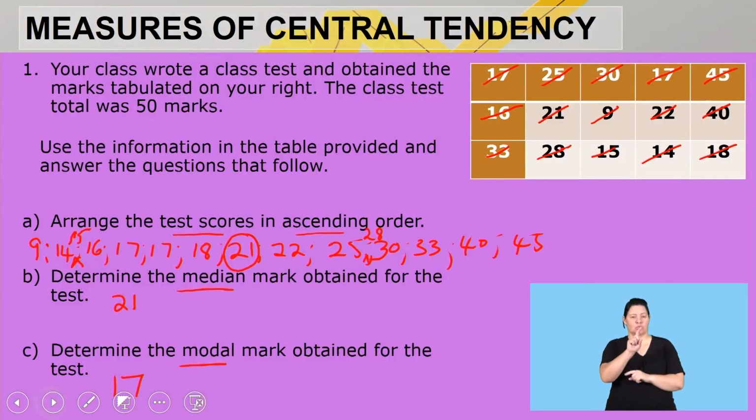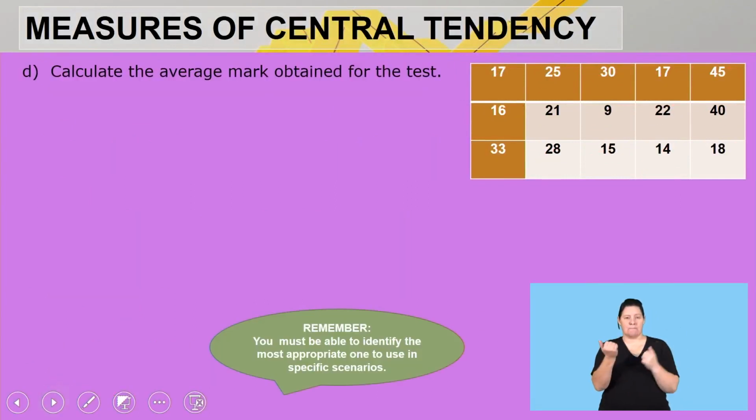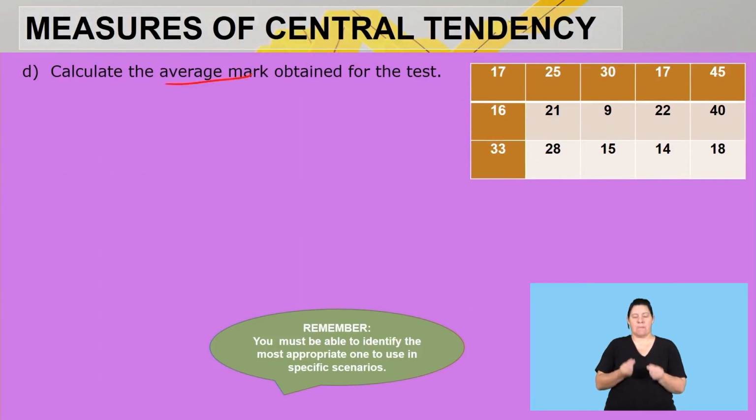All right, let's look at our next question. It says here, calculate the average mark obtained for the test. Remember, we have how many numbers here? 15. So how do I calculate the average mark? I add all the numbers in my data set and divide by how many numbers I have in my data set.